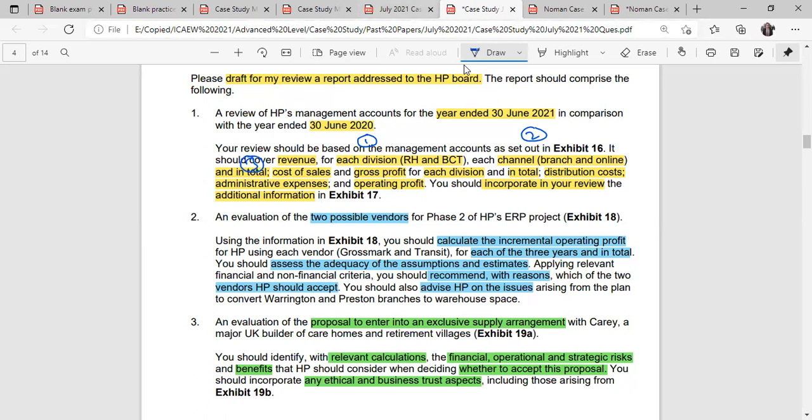So what I am going to do is talk about revenue from three perspectives. First of all, in total. Secondly, for each division, RH and BCT. And thirdly, for each channel, branch and online.